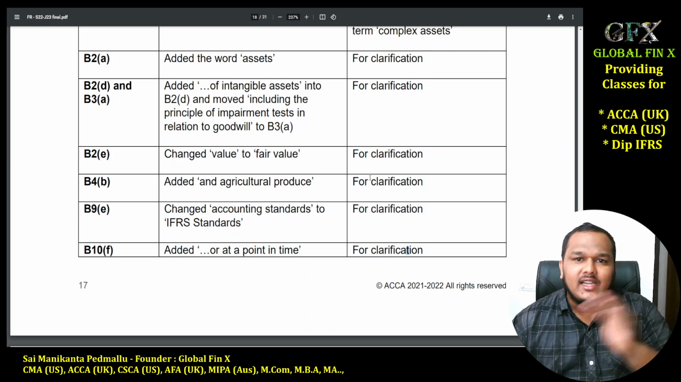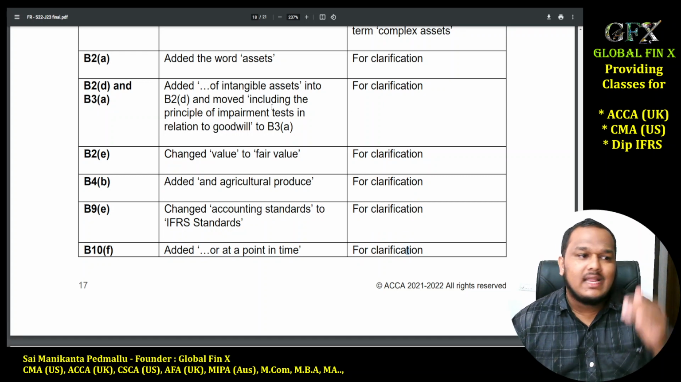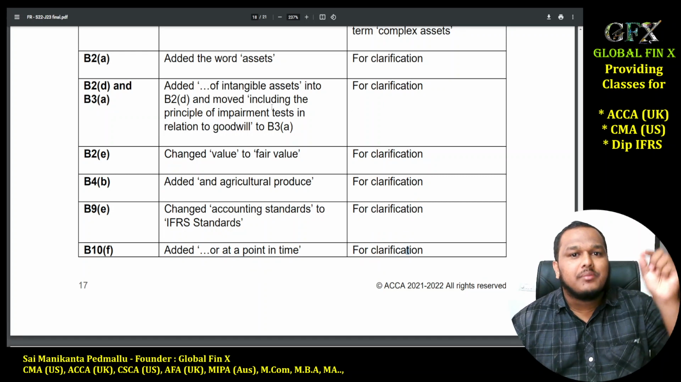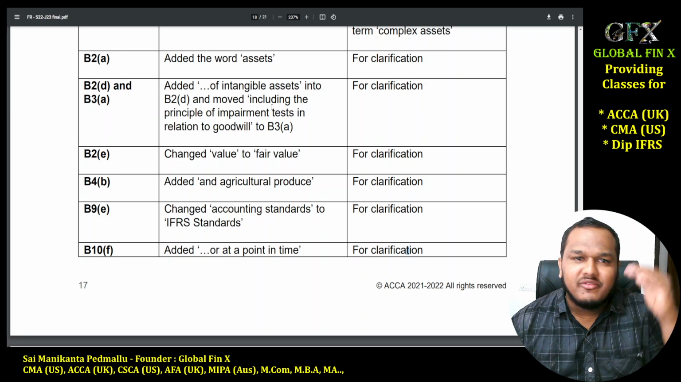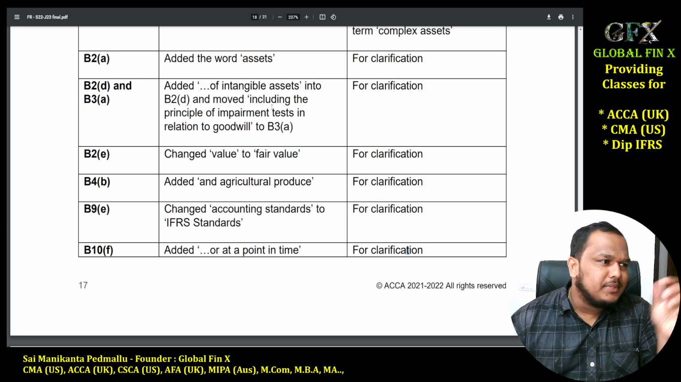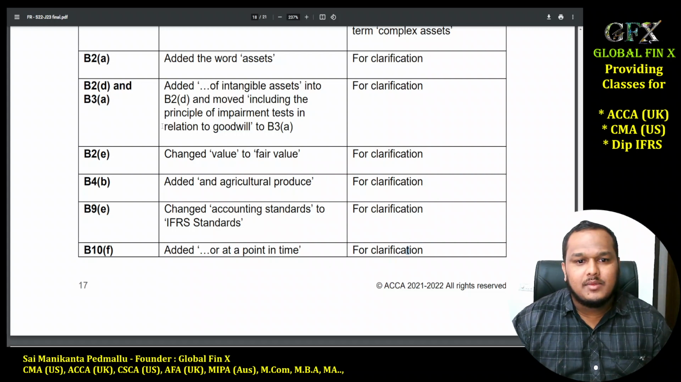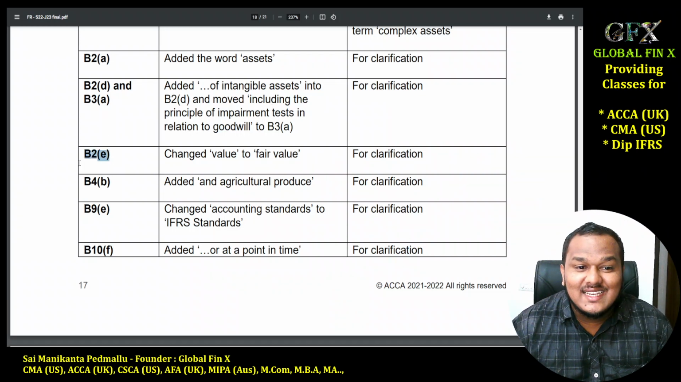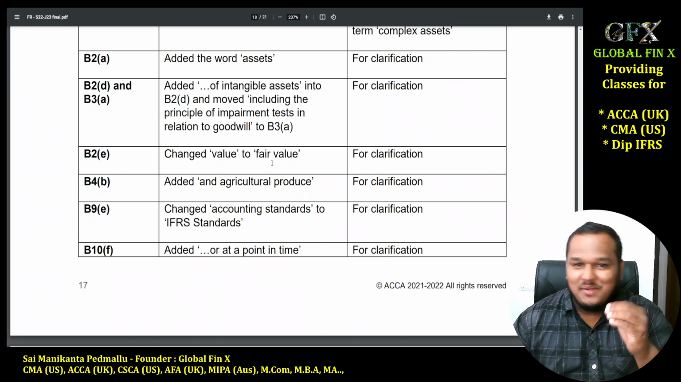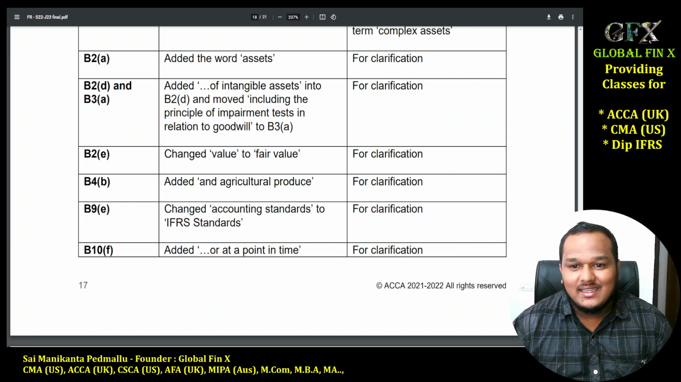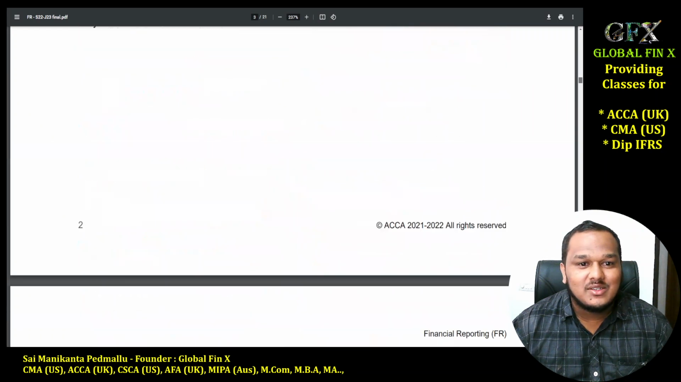These are slight movements here and there within the syllabus, like one topic has been taken from one section and added to another, from B2 to B3, or B2E to B2D, like that. Maybe slight changes here and there in the syllabus. Some students have absolutely no idea what these sections are, B2E, B4B, B9E, so let me scroll back a little bit, take a break from these syllabus changes and go back.